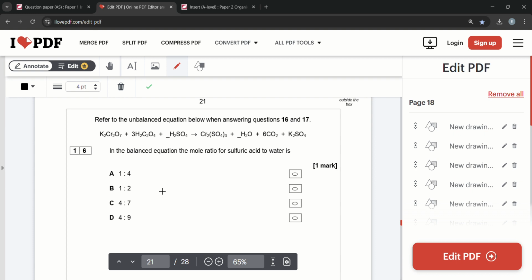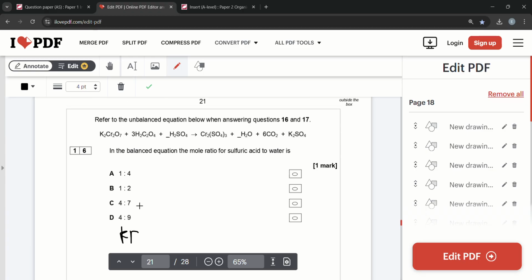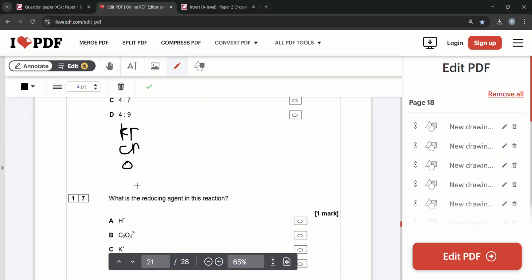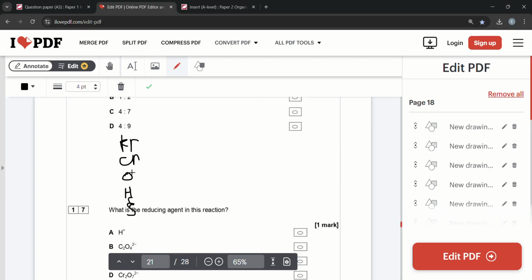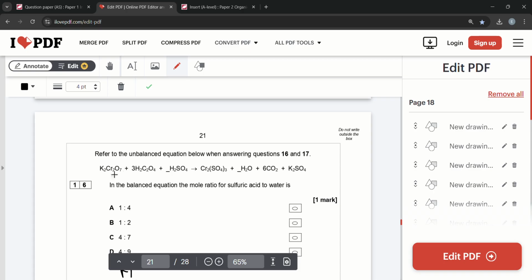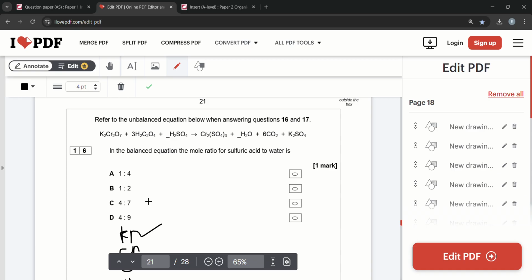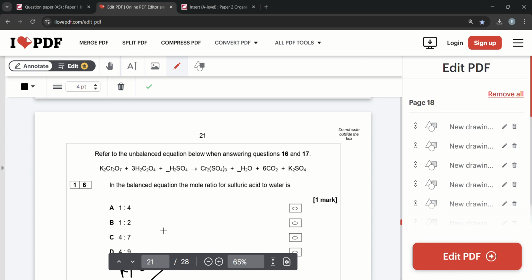Okay, I feel like this is how I'm going to solve it. So I'm just going to write down every one: K, Cr, oxygen, hydrogen, copper, and sulfur. I'm just going to tick if they're already balanced. That is Cr, yep. Oxygen, well, we've got 7 plus 12, 19.